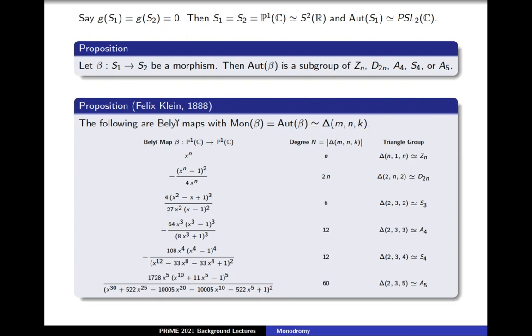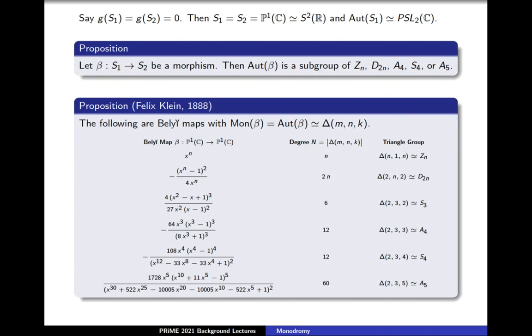So here's an example. If genus of S1 and S2 are both 0, then S1 and S2 are both the Riemann sphere. And the automorphisms of S1 is isomorphic to PSL2C. So if we let beta from S1 to S2 be a morphism, then the automorphism group of beta will be a subgroup of one of the following from before: the cyclic group of order n, the dihedral group of order 2n, A4, S4, or A5.